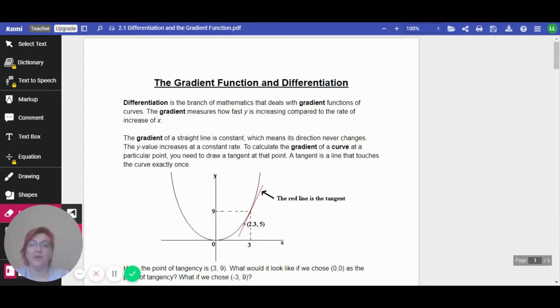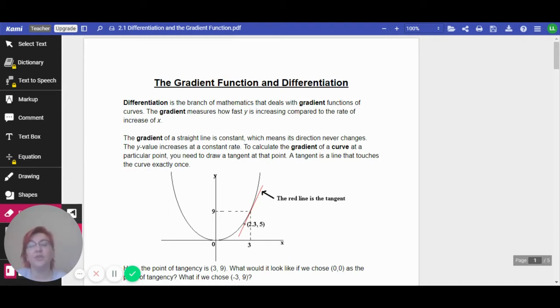Welcome to 2.1, Differentiation and the Gradient Function, and your introduction to calculus as taught in math studies. Well, differentiation is the branch of mathematics that deals with gradient functions of curves. Now, you know gradients from straight lines, and you know that it's another name for slope.